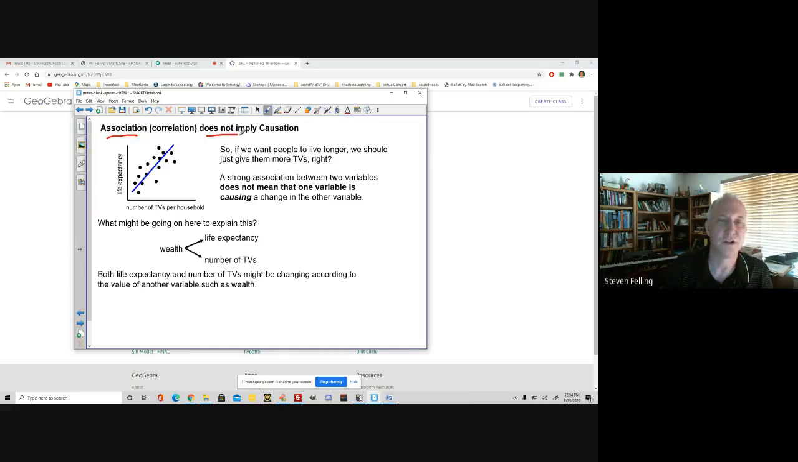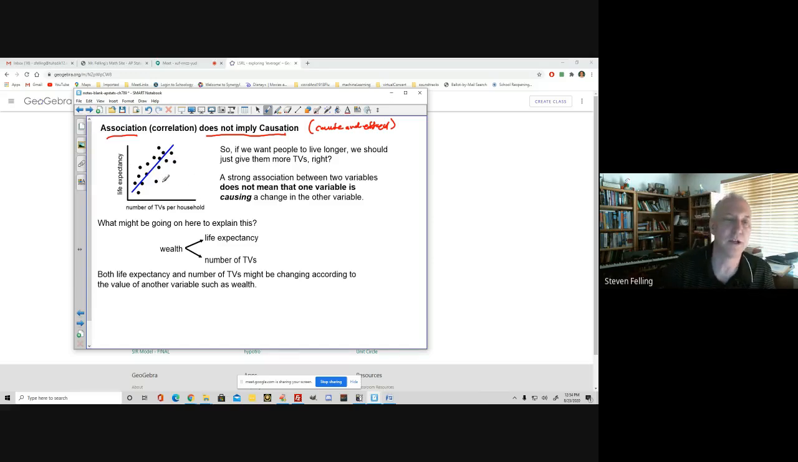So first of all, a very, very important point. Association does not imply cause and effect. Causation is another name for cause and effect, okay? Even if we have a very strong association, even if these dots were right on this line, it doesn't mean that changing the x variable will definitely cause a change in the y. And here's a good example to show you why.